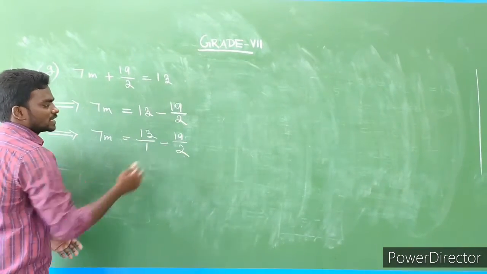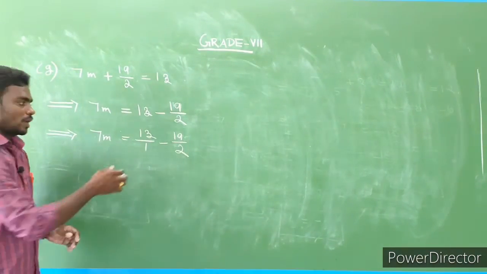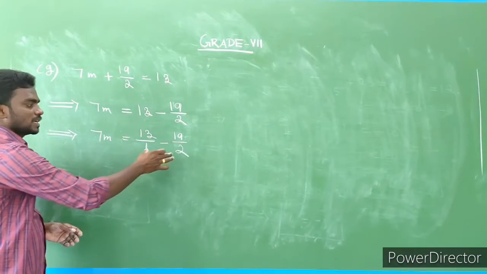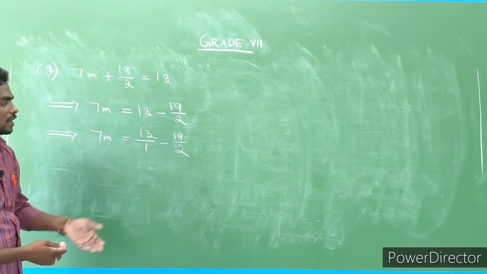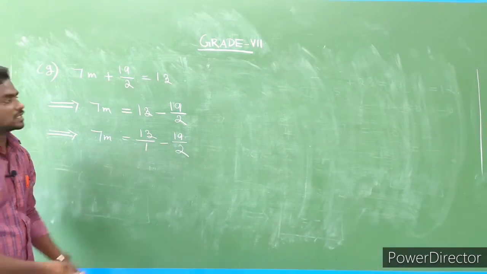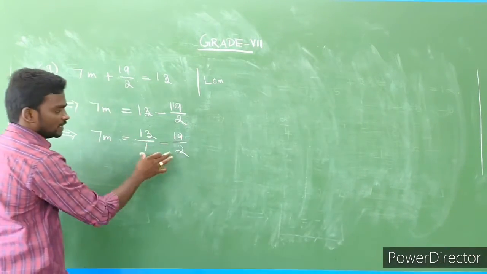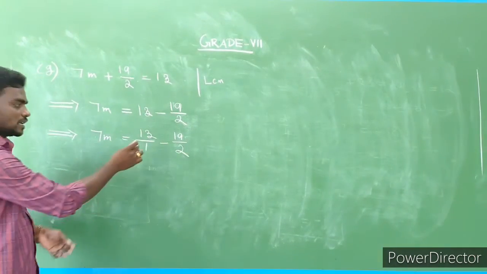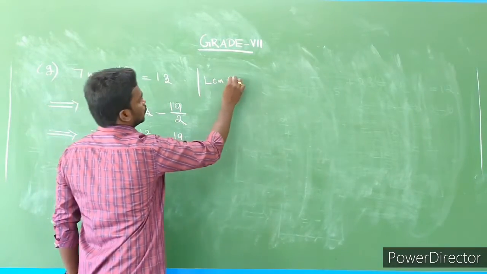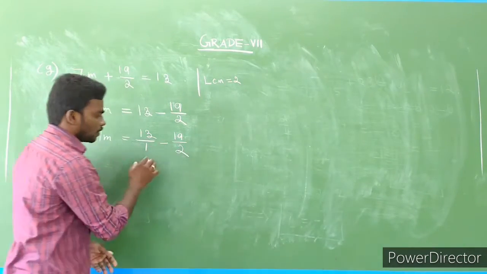Now these two fractions are unlike fractions. Why are these two fractions unlike fractions? Because of the different denominators. How to convert into like fractions? We want to find the LCM of the denominators. So the LCM of 1 and 2 is 2. We know the LCM of 1 and 2 is 2.